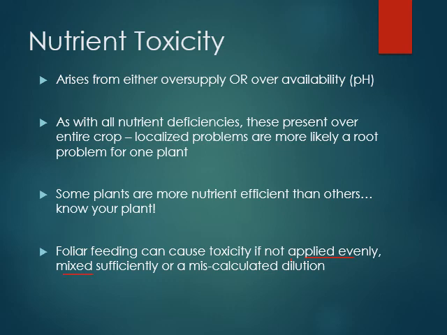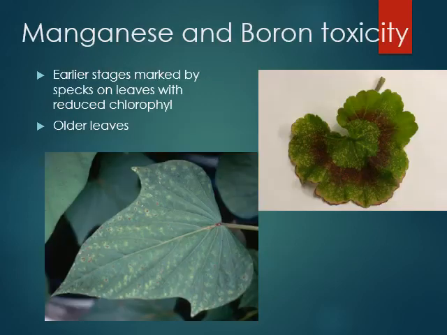The other thing is your math could be off. So there's no excuse. After this, you've got to remember how to do that. Get the math right. Let's look at some toxicities. So manganese and boron toxicity, and toxicities, to be honest, almost all look the same, but at least if you see this, you have a good idea of what you're looking at.